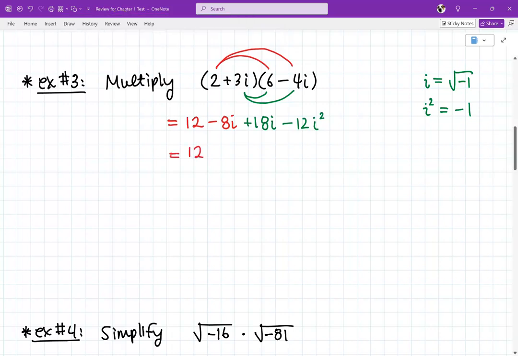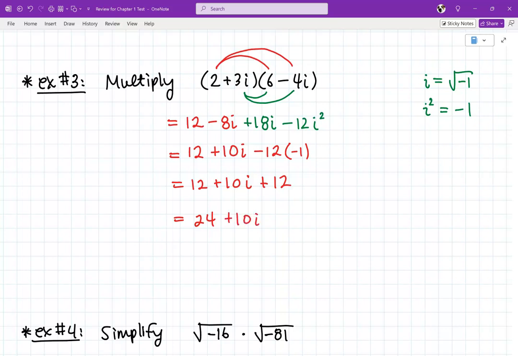This is 12, negative 8i plus 18i, that's plus 10i, minus 12i squared. And remember, i squared is negative 1. Well, negative 12 times negative 1 becomes a positive 12, right? So it's going to become positive. So we have 12 plus 10i plus 12, which is 24 plus 10i, and you're done.